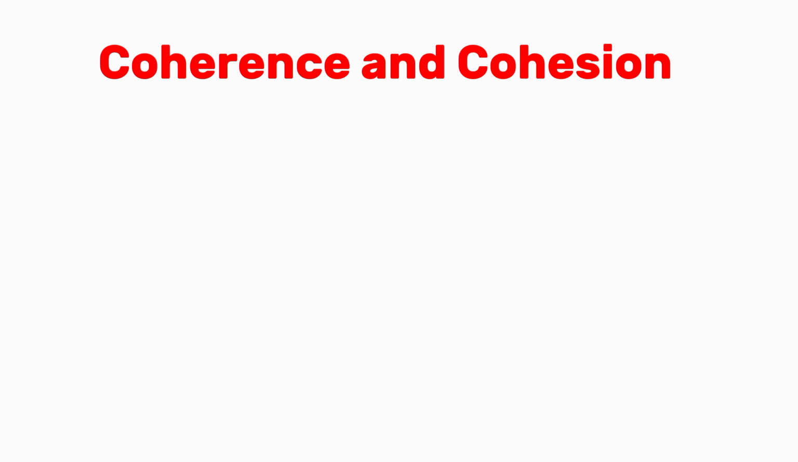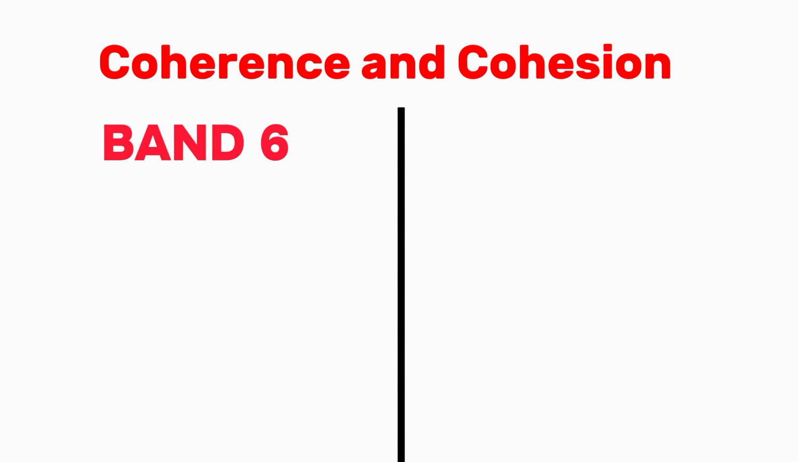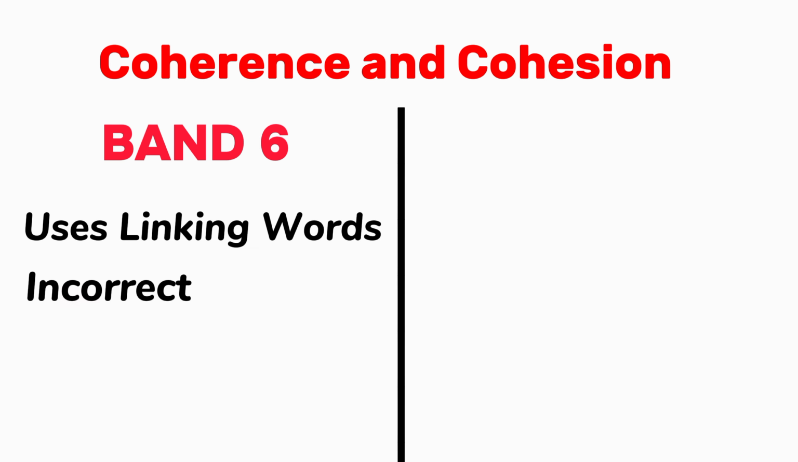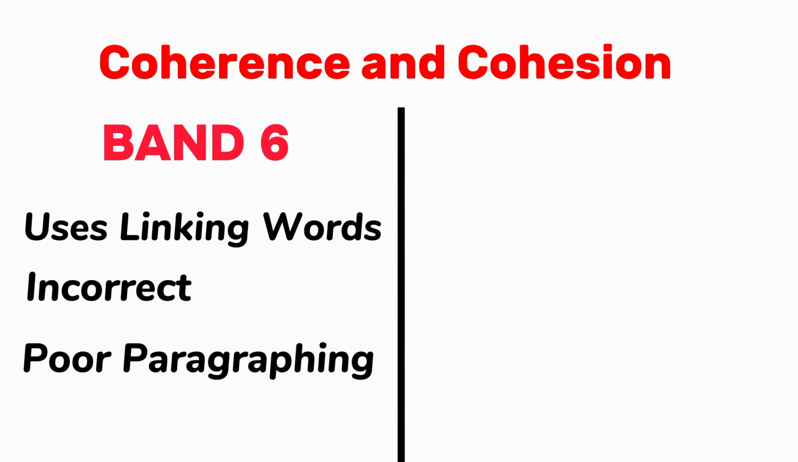Turning to coherence and cohesion, a band 6 student doesn't have much information about linking words. He uses them incorrectly. Like there is a word moreover, which is used to introduce something additional, but he uses however in place of moreover, though however is used to show contrast. Therefore, he uses them incorrectly. And he has a poor sense of paragraphing. He doesn't have a separate paragraph for the introduction, body paragraphs, and a conclusion.